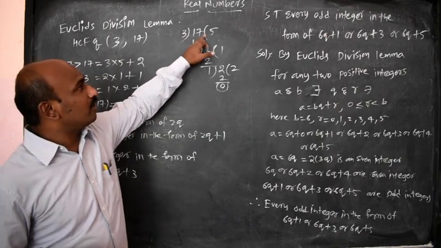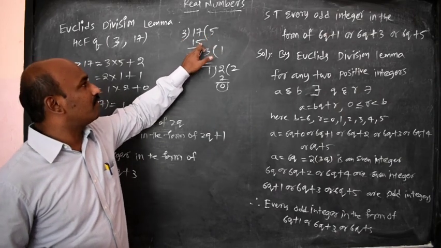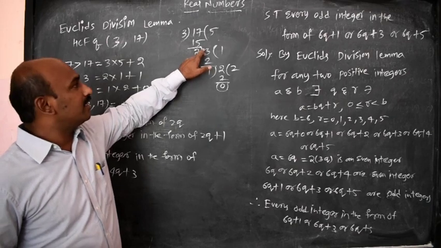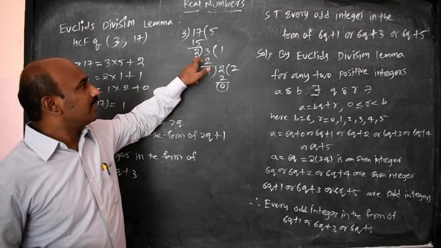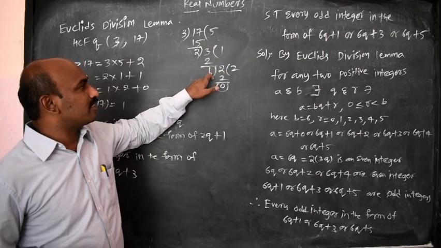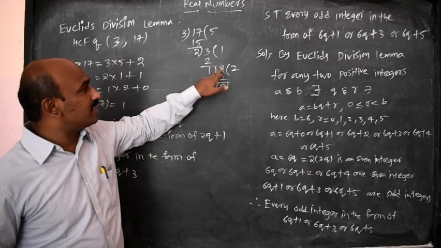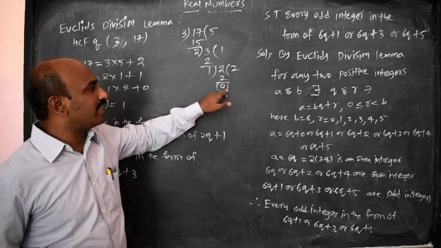How can we do it? 3 goes 5 times is 15, the remainder is 2. Again this remainder becomes the divisor, and the previous divisor becomes the dividend. 2 1s are 2, and the remainder is 1. And again this divisor becomes the dividend. 1 2s are 2, remainder is 0.